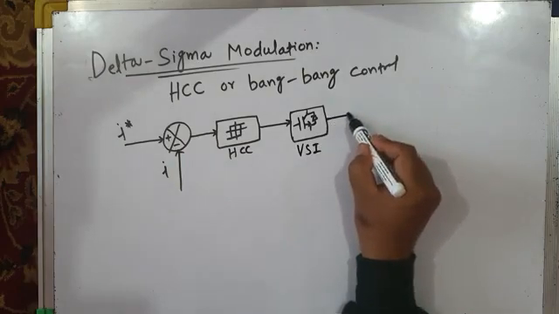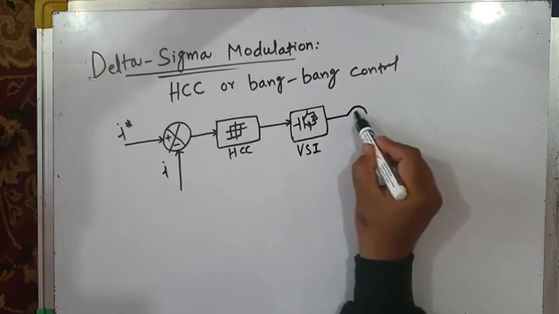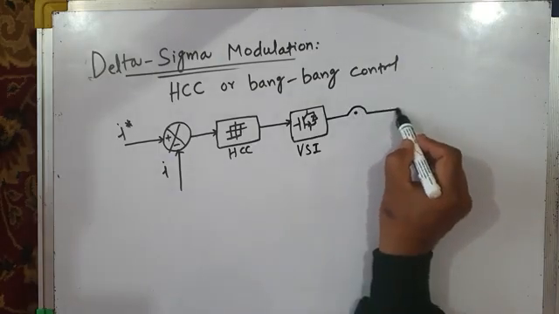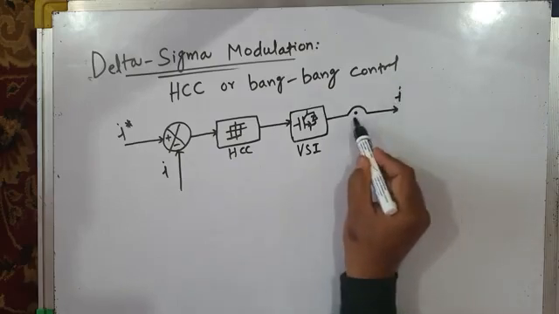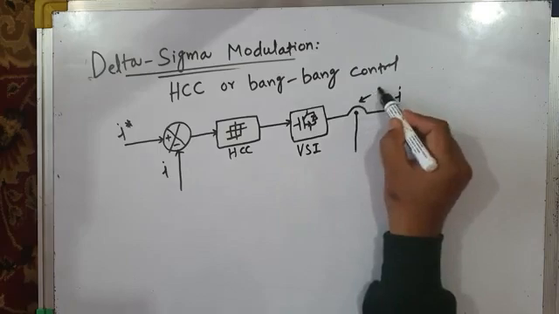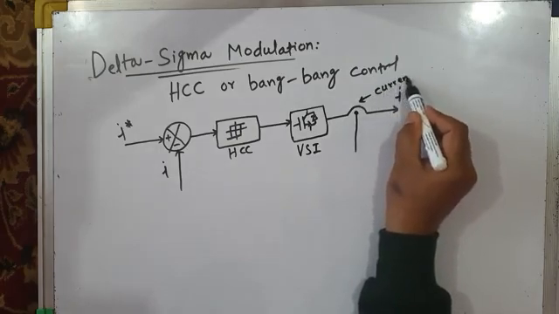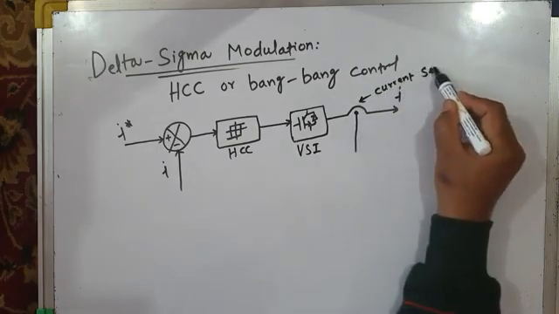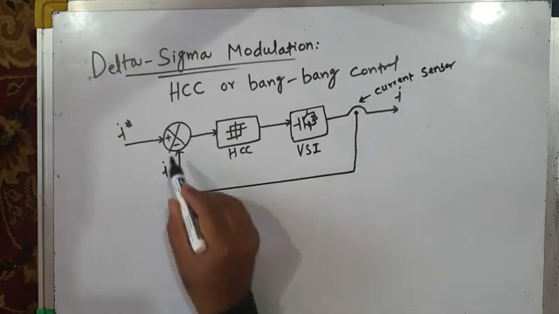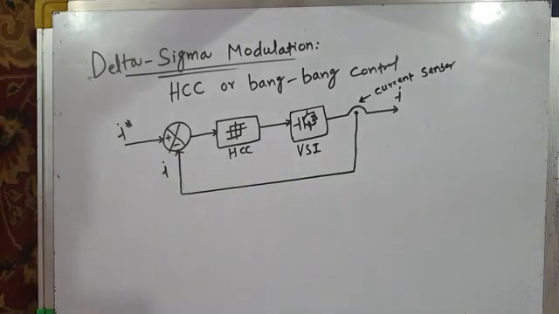The inverter generates the output voltage, and when that voltage is fed to the load, that results in the flow of current. This is the current I. And this is the current sensor. I write here current measurement block or current sensor. It senses this load current, and this load current is then compared with the reference current like this.